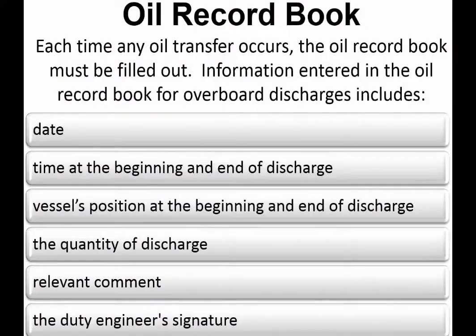Oil records, we've mentioned briefly before, they're an AMSA document for vessels within Australia, and they basically require you to enter whenever you transfer fuel or sludge or refuel the vessel, and you just have to put in the date, the time when you start and finish, vessel's position at start and finish, or if you're alongside, where you are alongside, quantity, how much you've taken or discharged, and then signed.